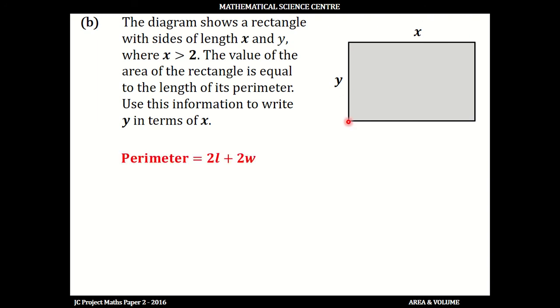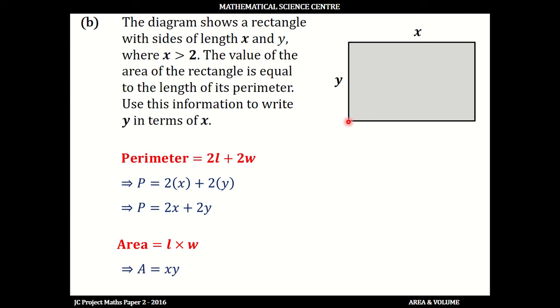So here, the perimeter is 2 lengths plus 2 widths. So this is going to be 2 times x plus 2 times y, and that is just 2x plus 2y. What's the formula for the area of a rectangle? Length by width. So this would just be x by y. Now, we were also told the same thing applied for this rectangle. What are you told about the area and the perimeter? They were the same. So that means xy equals 2x plus 2y. So 2x plus 2y equals xy.